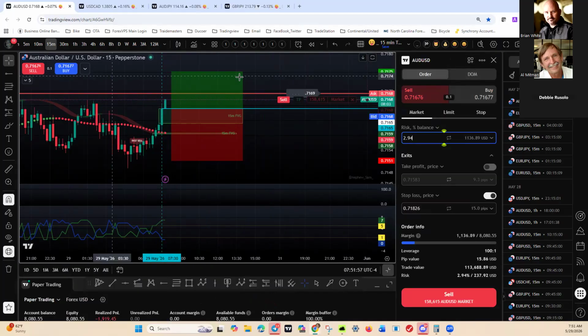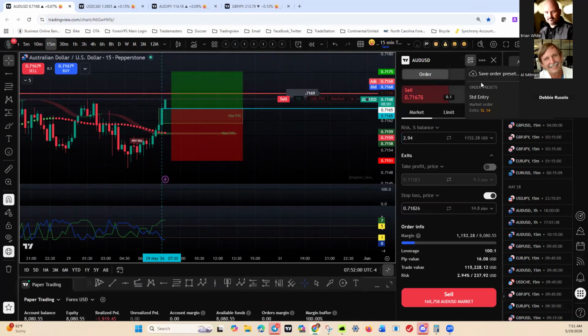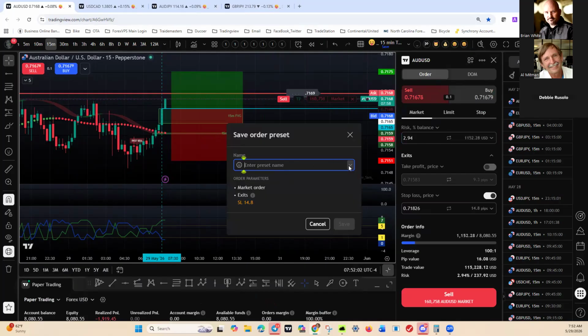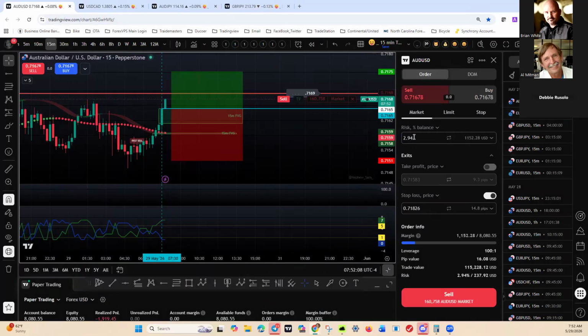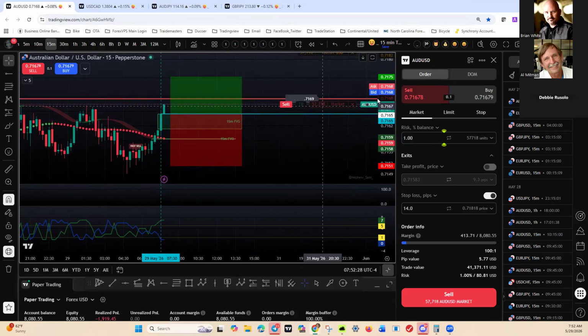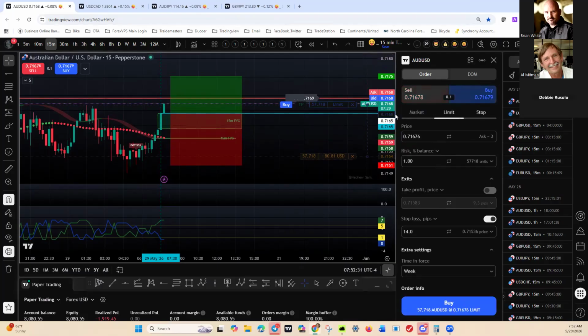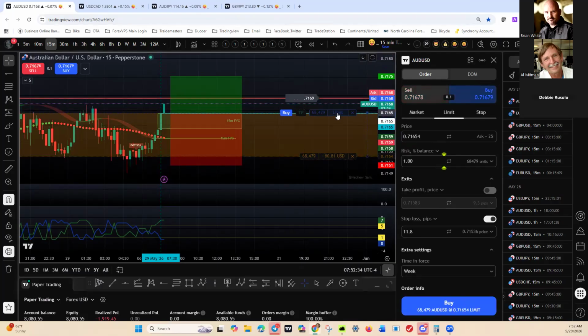So this is Aussie US, and I can do my standard. I just saw how to do this just yesterday. So this has to be one pip risk, stop loss 14 pips. I put this in units, so this is how many units I would have for 1% risk, if I set this up for a buy limit. Right now, I'm just projecting that say we get a trigger.